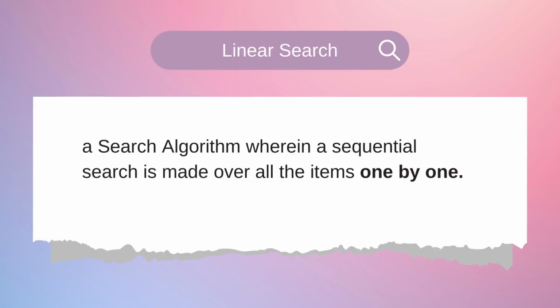Let's talk about linear search first. Linear search is a searching algorithm wherein a sequential search is made over all the items one by one. To further discuss this, let me show you an example.